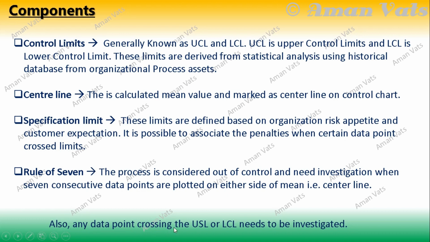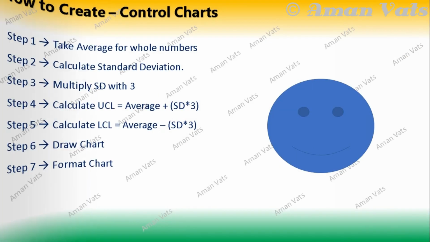And also any data point crossing the UCL or LCL needs to be investigated. That will help you define special conditions. For example, your delivery may really get delayed in case of festive season. So there you may need to hire additional people, or maybe tell your customer, sorry boss, we cannot deliver at so and so time. So this will help you to define your process accordingly.